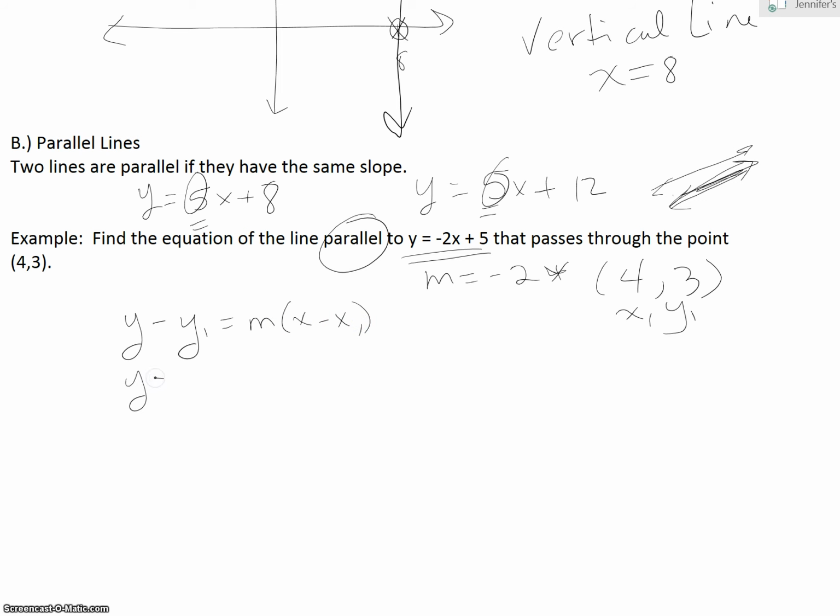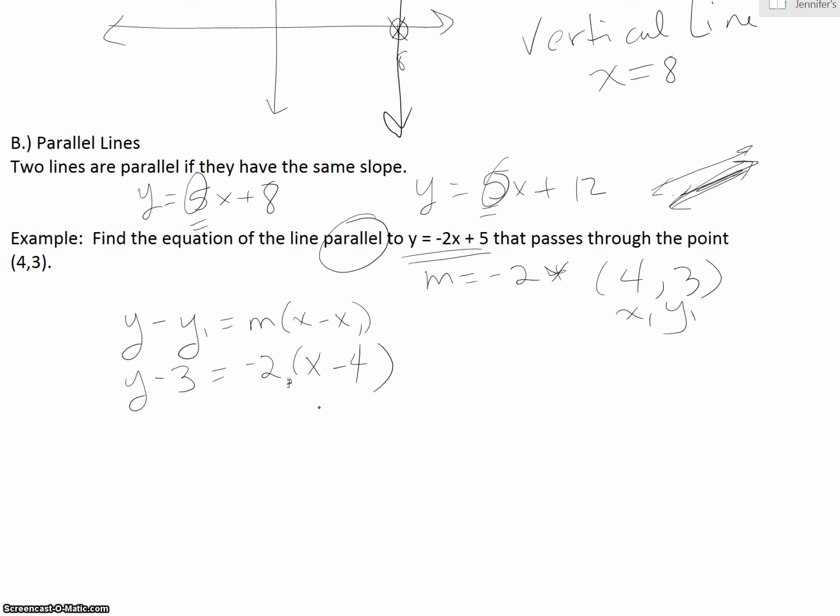So we have y minus our y sub 1, which is 3, equals m times, I'm sorry, we know m. Let me try that again. All right, m is negative 2 times x minus, and our x sub 1 is 4.